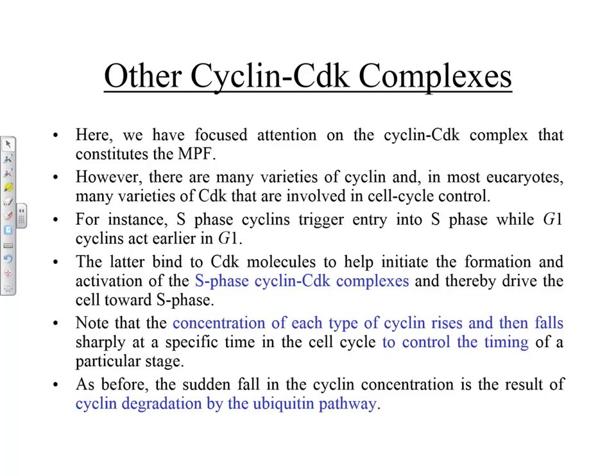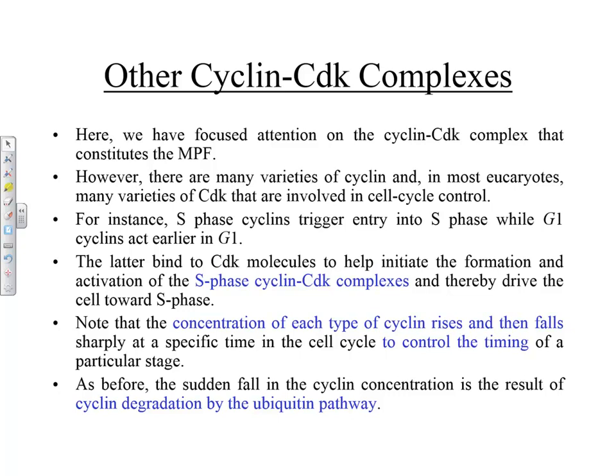For example, S-phase cyclins. Again, S is for synthesis, okay, DNA replication, right? So S-phase cyclins will trigger the entry into S-phase, while G1 cyclins will act earlier in G1. All right? Again, G1 was gap 1, the gap between M phase and the DNA replication phase. These G1 cyclins will bind to cyclin-dependent kinase molecules to help initiate the formation and activation of the S-phase Cyclin-Cdk complexes and thereby drive the cell towards S-phase.